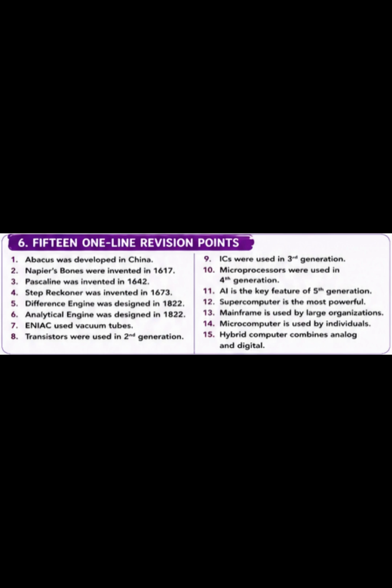The difference engine and analytical engine were both designed in 1822. Moving to electronic machines, ENIAC used vacuum tubes, and transistors were used in the second generation. Integrated circuits were introduced in the third generation, while microprocessors took over in the fourth. Always remember, AI is the key feature of the fifth generation, and the supercomputer is the most powerful machine.